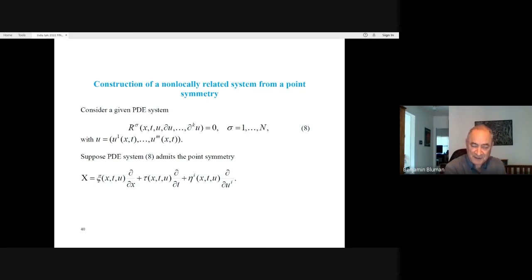Unlike the situation, by the way, for the conservation law method, incidentally. Okay, so let's consider a PDE system of n PDEs with independent variables x and t, and in the example here, m dependent variables u1 up to um. Now let's suppose the PDE system admits this point symmetry. We're using the Einstein convention here, in the sum i equals 1 to m.